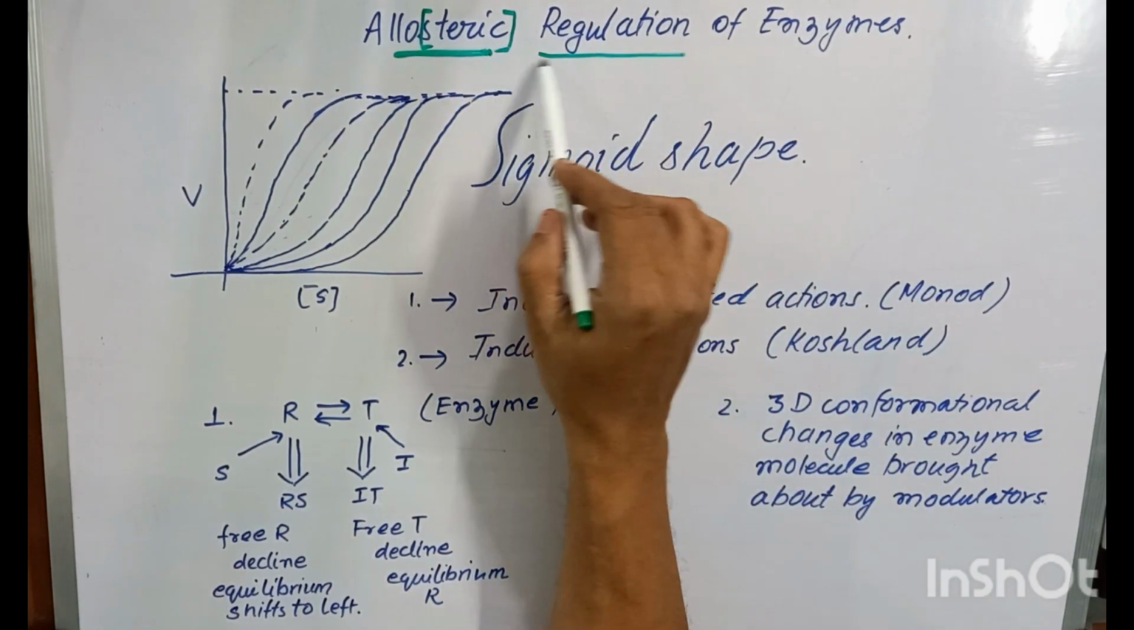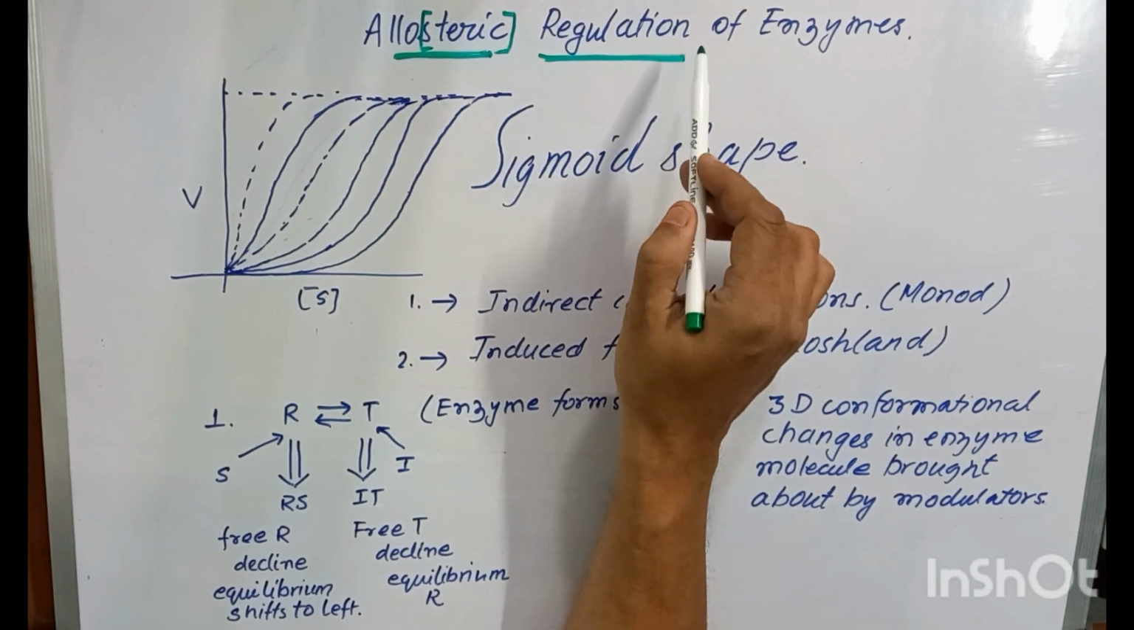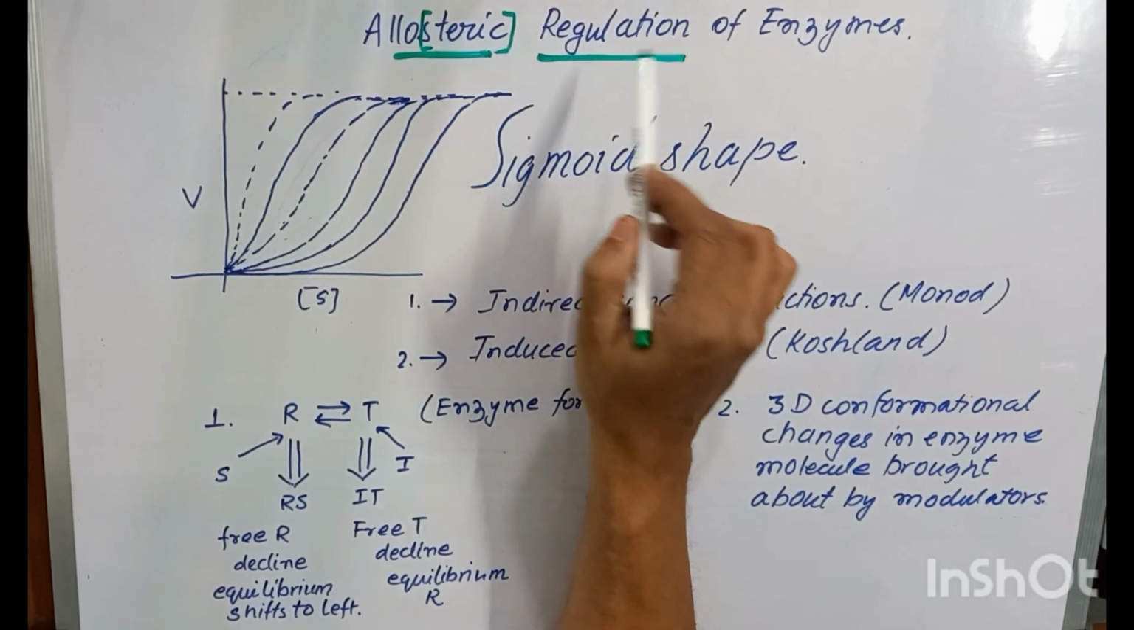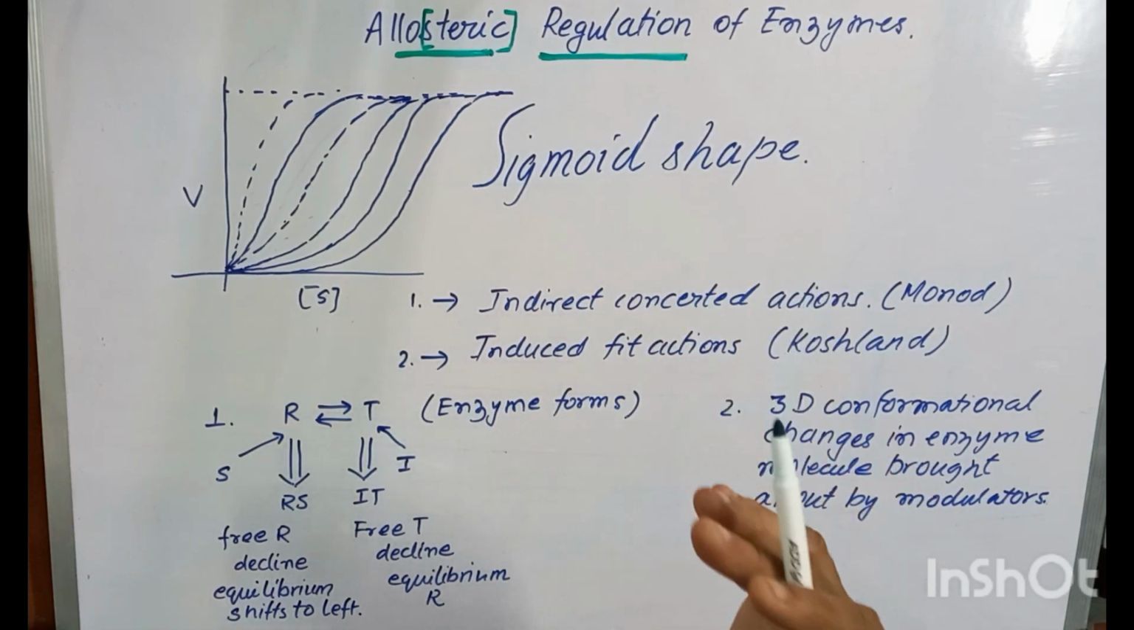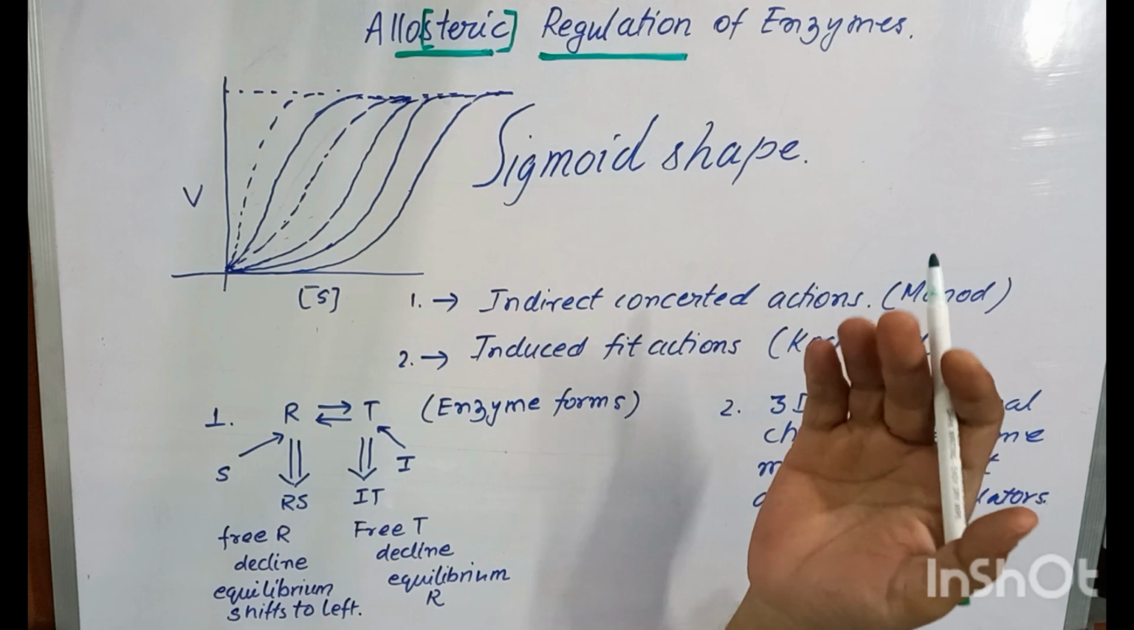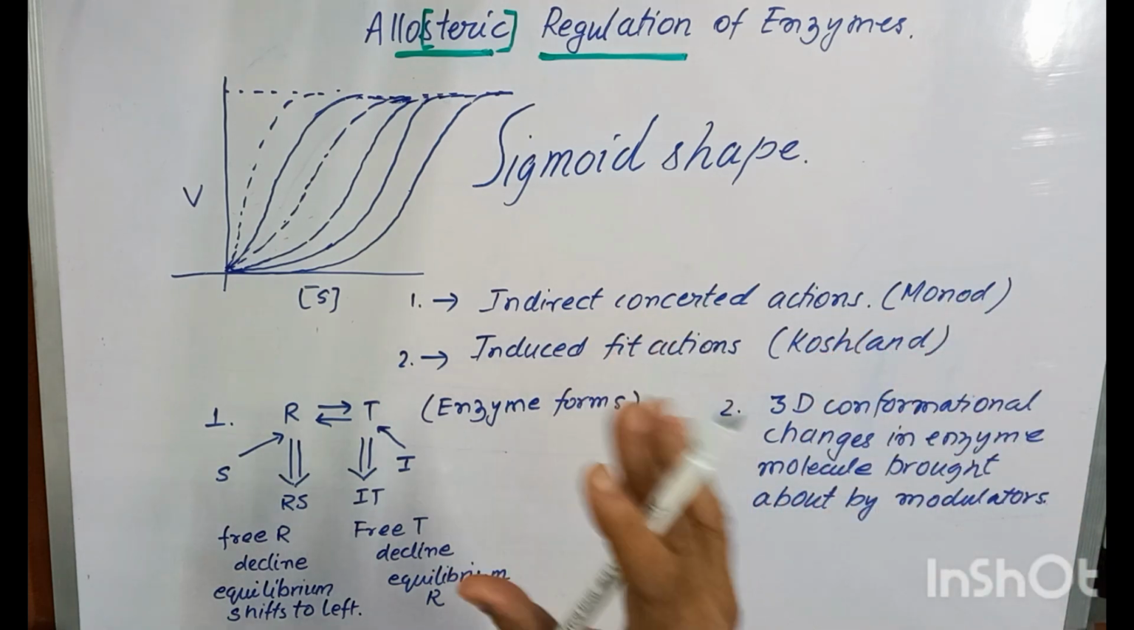So allosteric regulation of an enzyme means the enzyme will bind to some allosteric regulators, and these regulators will sometimes inhibit and sometimes stimulate the enzymatic action.